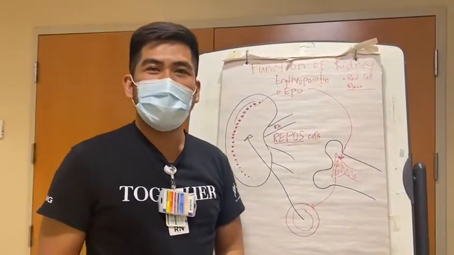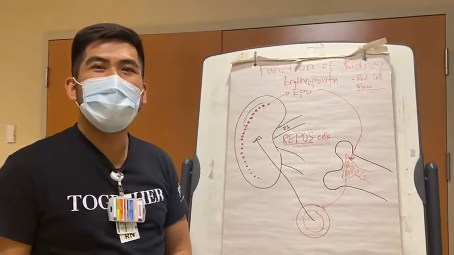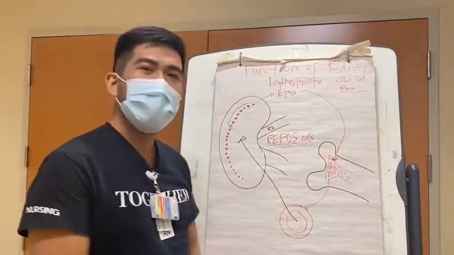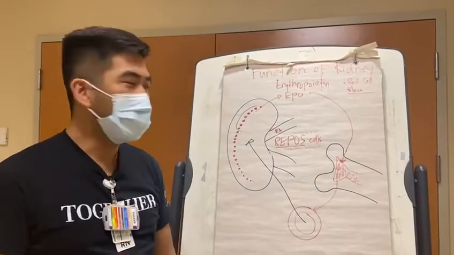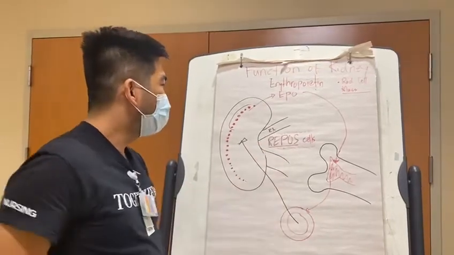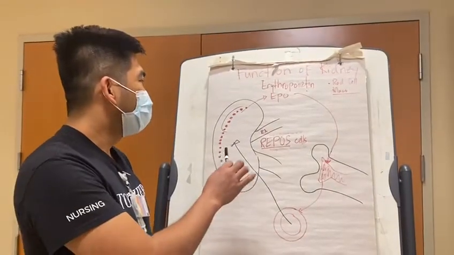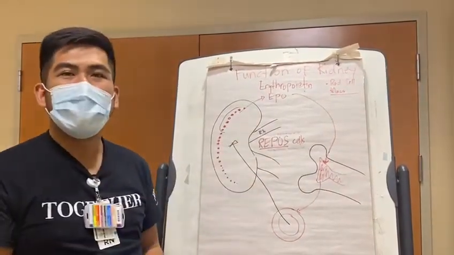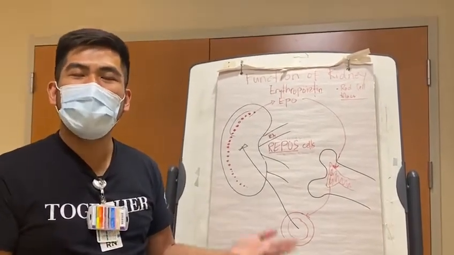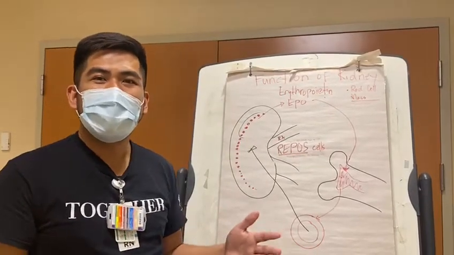In a normal or healthy individual, erythropoietin is produced by the kidney in response to a decreased level of oxygen circulating in the body. So the blood goes into the kidney through the renal artery. Inside the kidney, the REPO cells will sense if the blood is lacking oxygen or has too much oxygen through the process of a negative feedback mechanism.